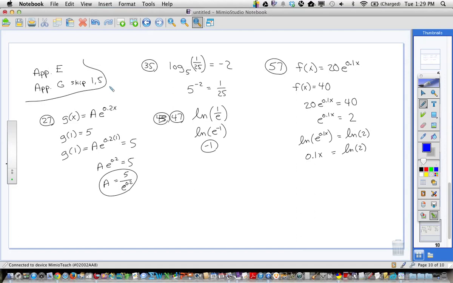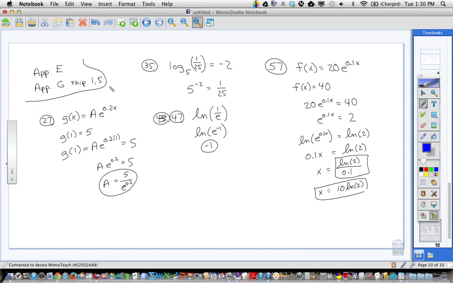Okay? And now divide by 0.1. So you get ln 2 over 0.1. Now I'm actually okay with you leaving that. Now, what happens if you divide by a tenth? That's the same as multiplying by 10. So a little cleaner version of this would be 10 ln 2. So that'd be nice to do, but I would accept the first one. So see, we didn't need a calculator for that at all.